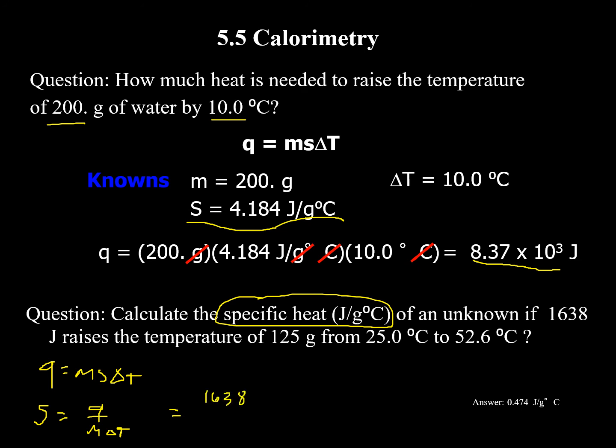So we would have 1638 joules divided by 125 grams and T2 minus T1, 52.6 minus 25.0. This would come out to 0.474 joules per gram per centigrade.